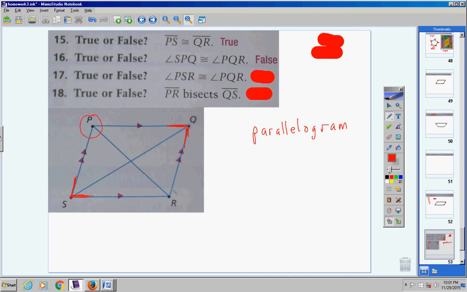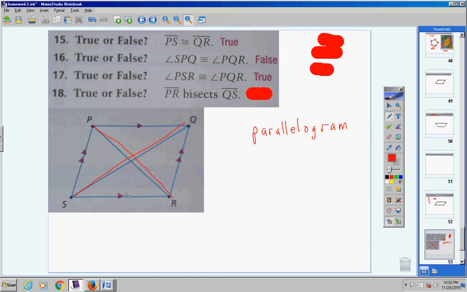This angle here is congruent to this angle here, and this angle here is congruent to this angle here, so definitely, yes, that's true. And then lastly, number 18, PR is a diagonal. QS is a diagonal. They bisect each other. Is that true? Yes, that's true, guys.